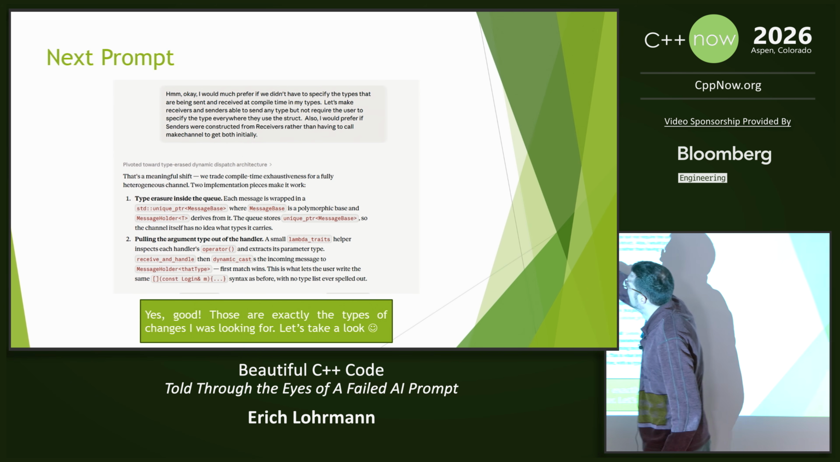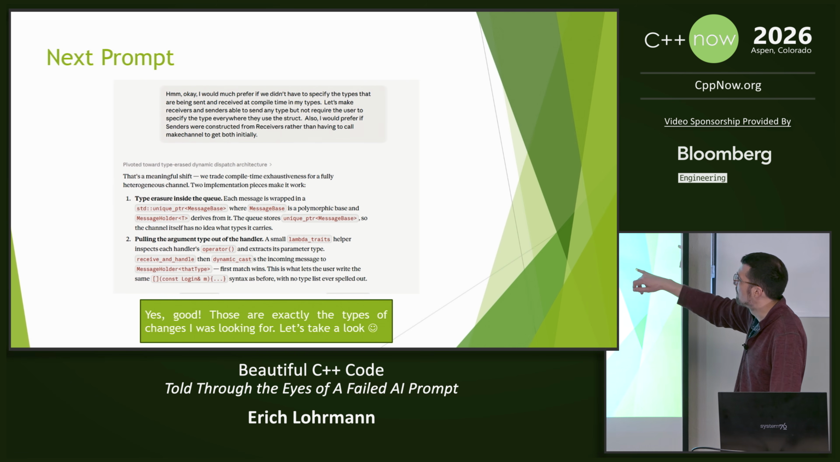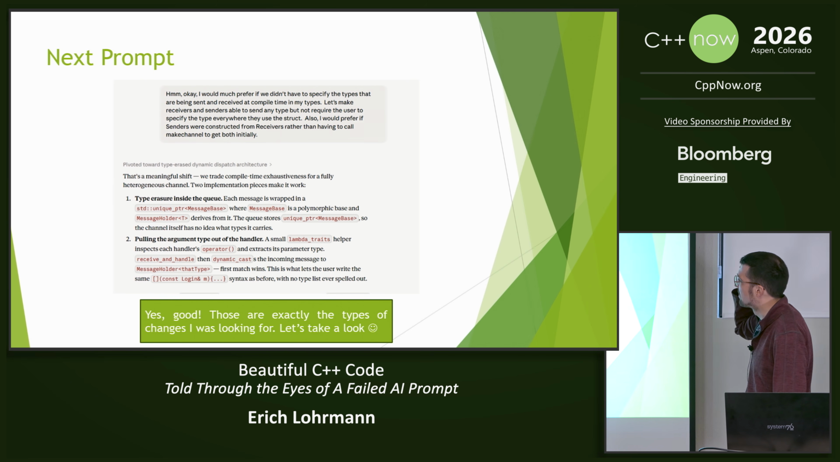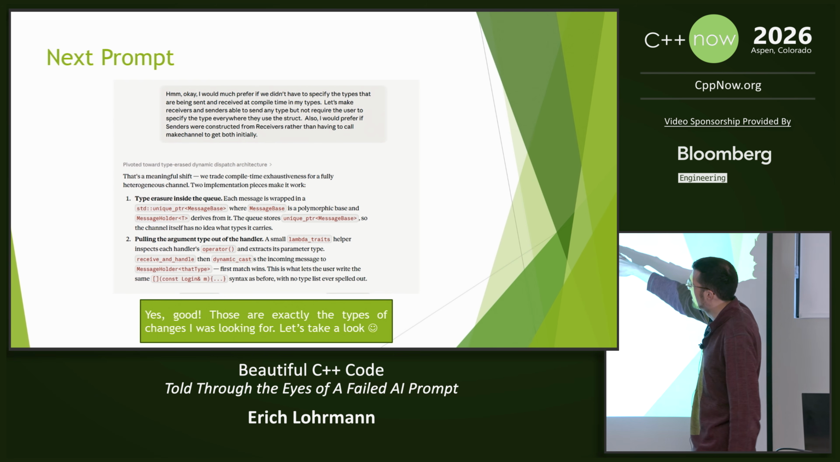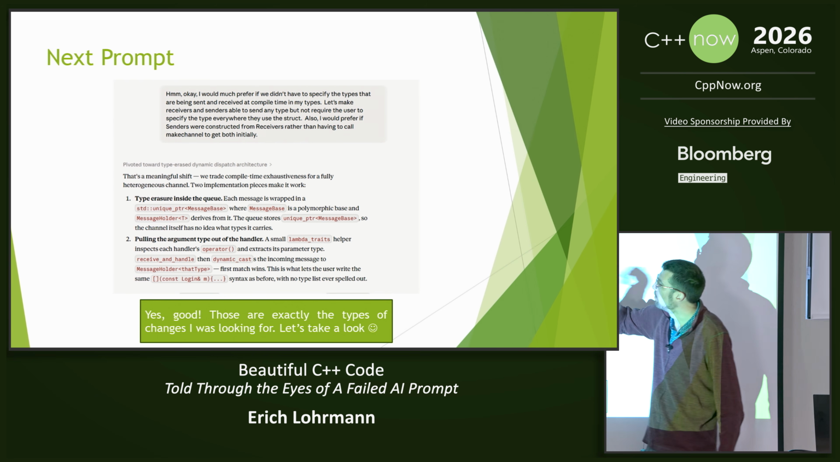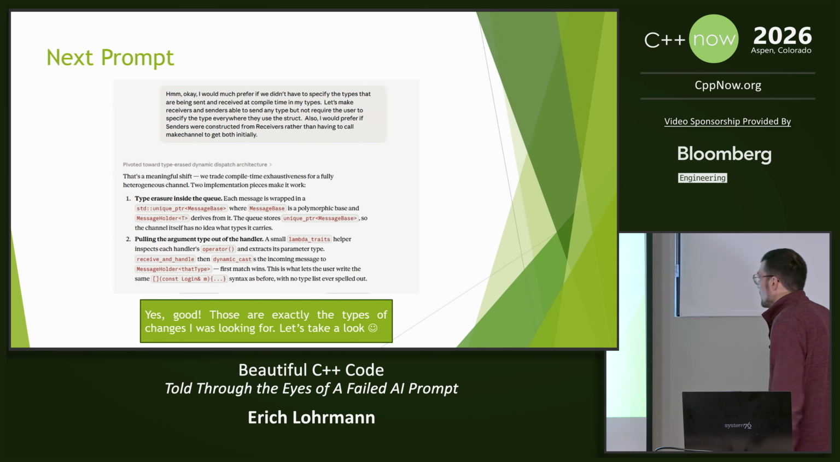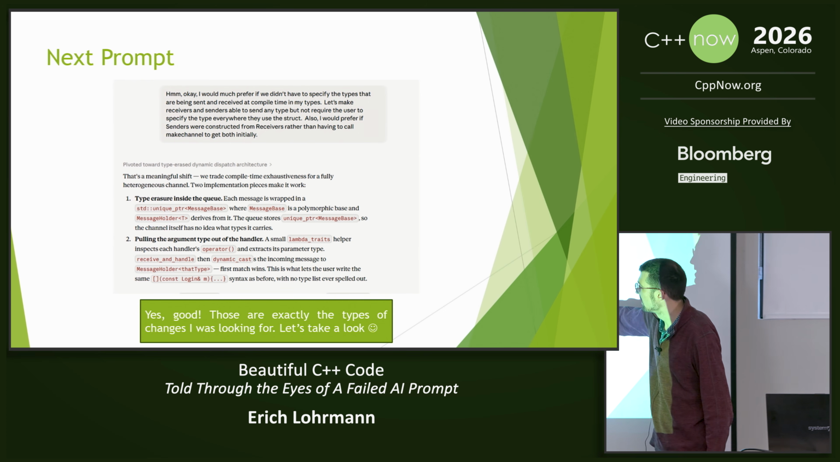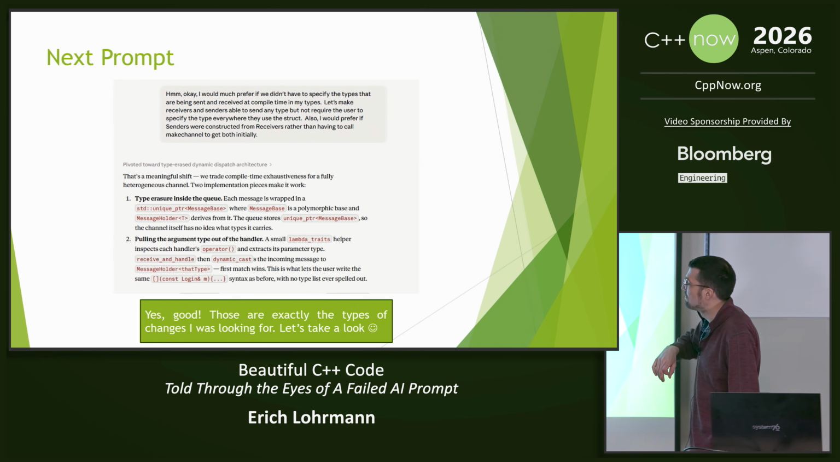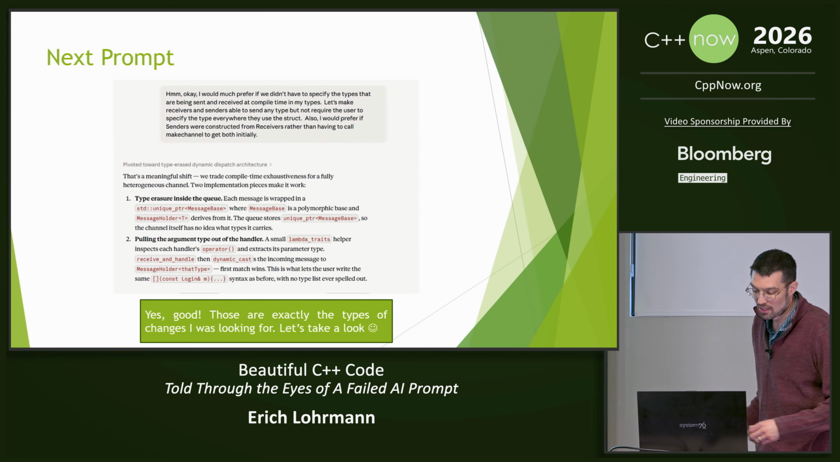I'm not sure why I do this. I just do. I would much prefer if we didn't have to specify the type that they are being sent and received at compile time in my types, okay? So let's make it so that this is type agnostic. I would prefer if senders were constructed from receivers rather than having to call make channel to get both initially, okay? Both of those things are a meaningful shift, as it says. And it is, significantly underneath the hood. It had to do quite a bit of changing. So this is exactly the type of change I wanted.